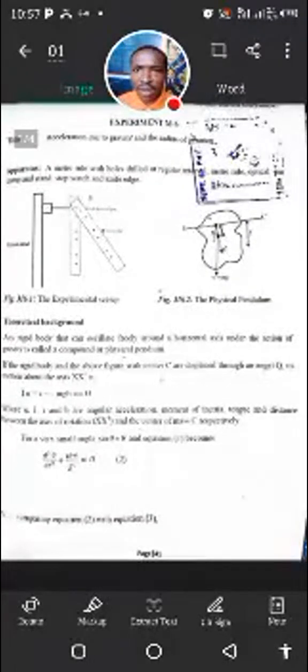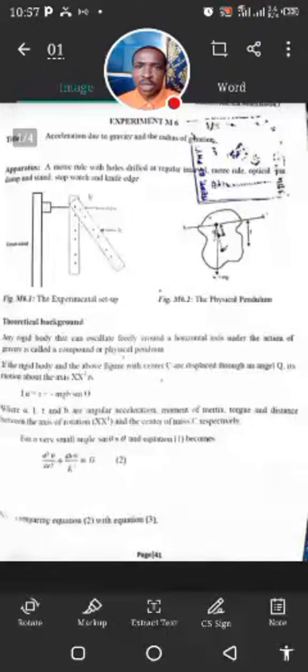If you look up there, the aim is to find the acceleration due to gravity and the radius of gyration. That is the aim, or what they call the title there. It is supposed to be the aim: to determine the acceleration due to gravity g, and the radius of gyration k of a meter rule in this case. Now the apparatus: the meter rule with holes. There are holes that have been bored on those meter rules, and those holes are for something, so take note of that.